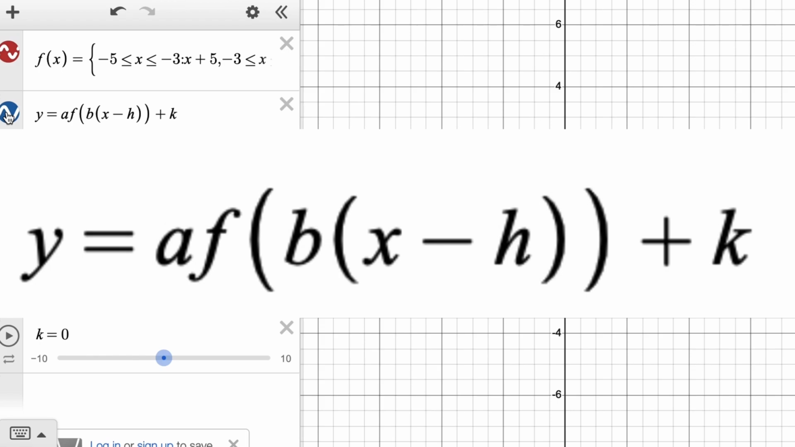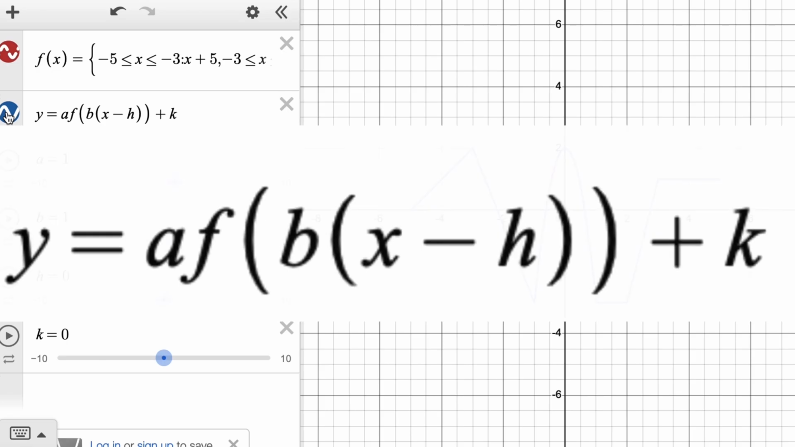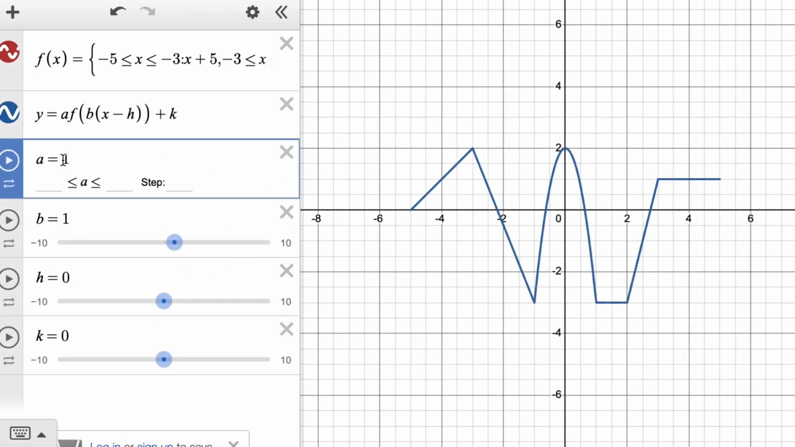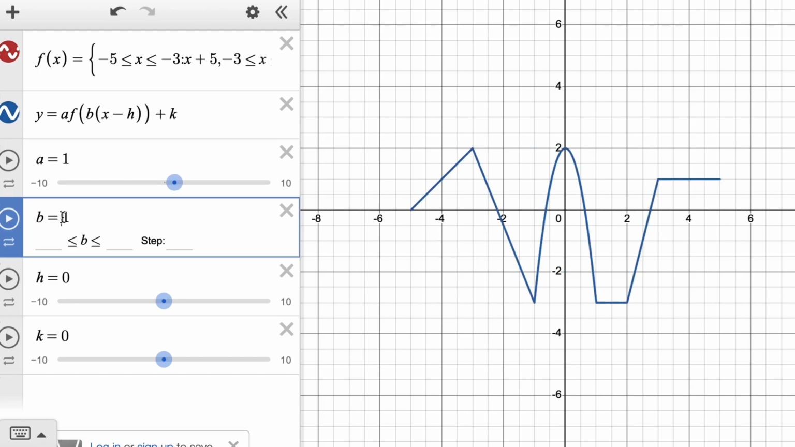Now let's investigate the effects of parameters a, b, h, and k. If a is negative, the graph is reflected across the x-axis, or it's being flipped upside down. If b is negative, the graph is reflected across the y-axis, or is flipped side to side.